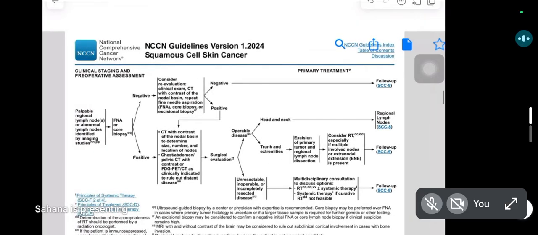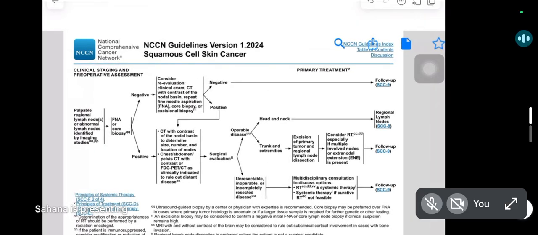Then if it is operable, you will see whether it belongs to head and neck or trunk. If it is operable head and neck, then we will do either surgery or RT, irradiation. If it is trunk or extremities, excision of the primary tumor and regional lymph node dissection followed by RT. If it is unresectable, then you can give some form of systemic therapy or RT.